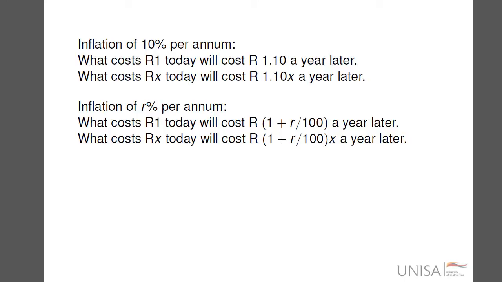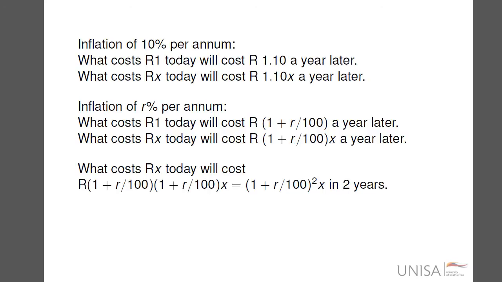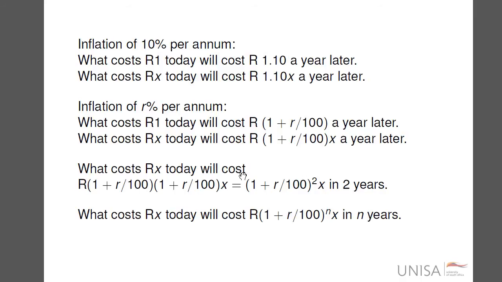So what happens if we are interested in the value of X Rand 2 years from now, not 1? Well, there's the formula. You see you get a squared over there. This is because the first one of these terms applies to convert X Rand from this year to the amount 1 year from now. Then you apply that same term to move it 2 years into the future. And more generally, in n years time, you get this.